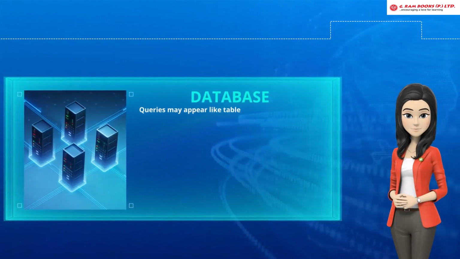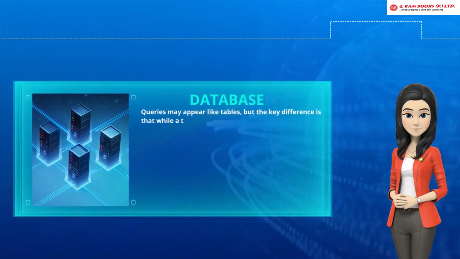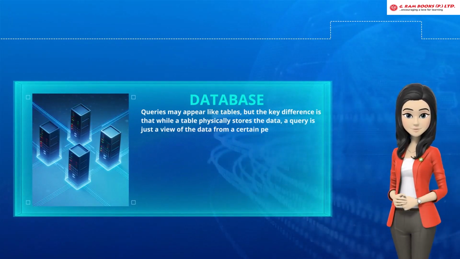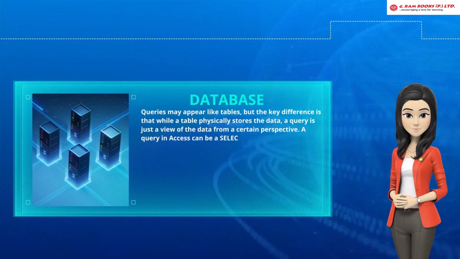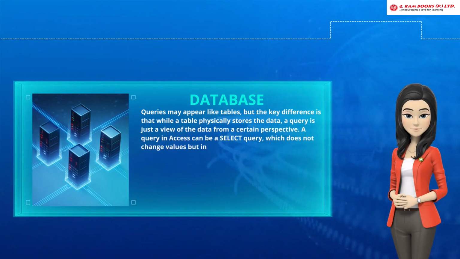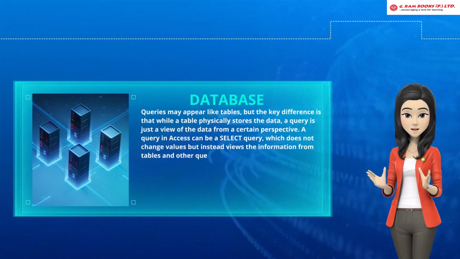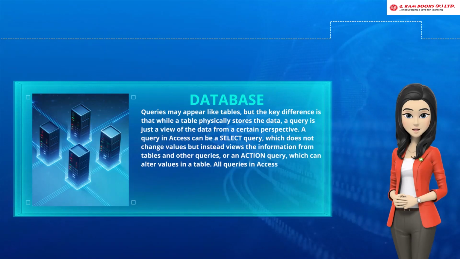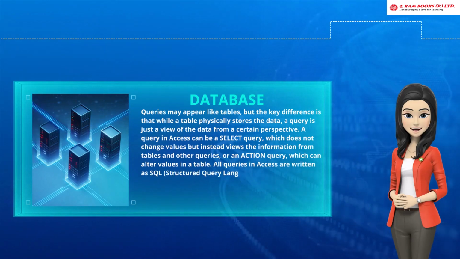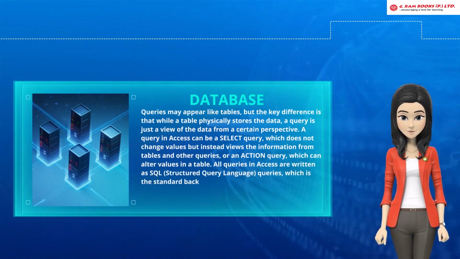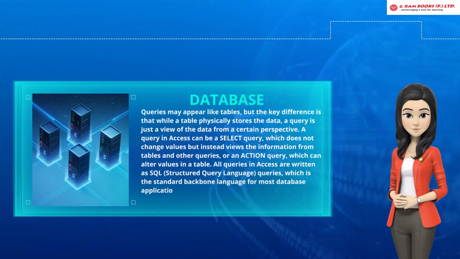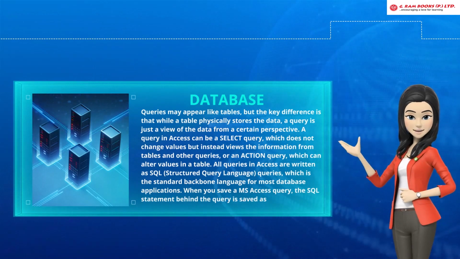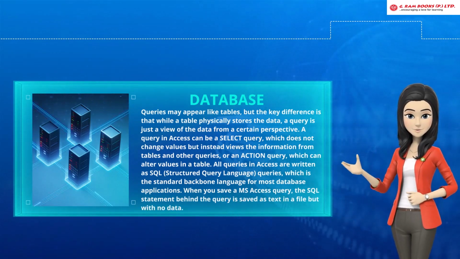Database queries may appear like tables, but the key difference is that while a table physically stores the data, a query is just a view of the data from a certain perspective. A query in Access can be a select query, which does not change values but instead views the information from tables and other queries, or an action query, which can alter values in a table. All queries in Access are written as SQL, Structured Query Language, which is the standard backbone language for most database applications. When you save an MS Access query, the SQL statement behind the query is saved as text in a file, but with no data.